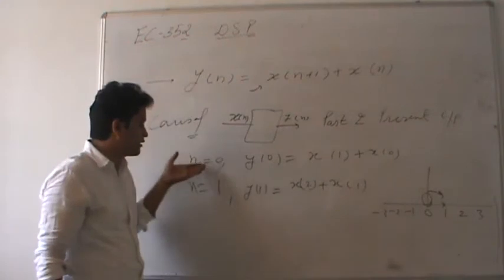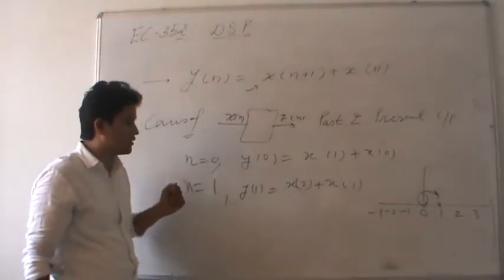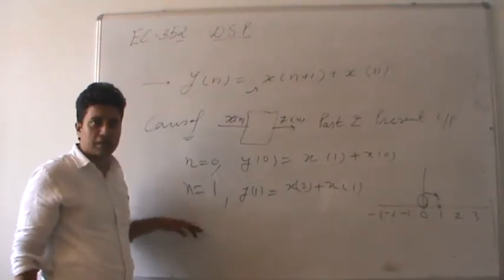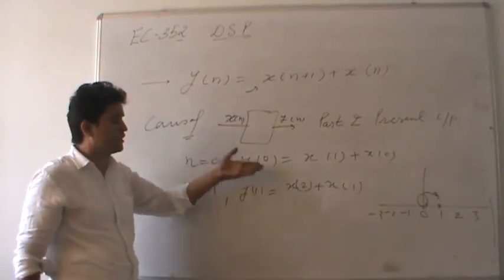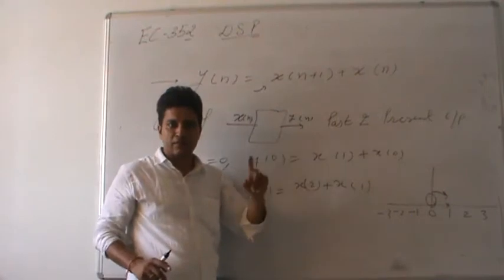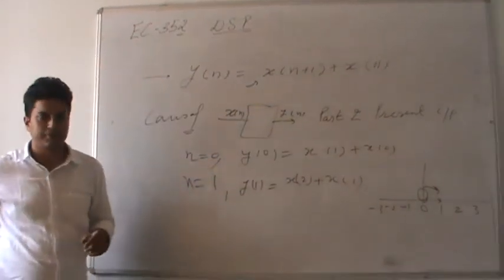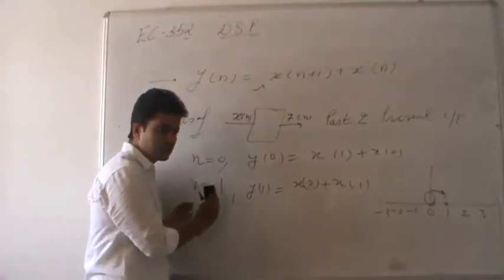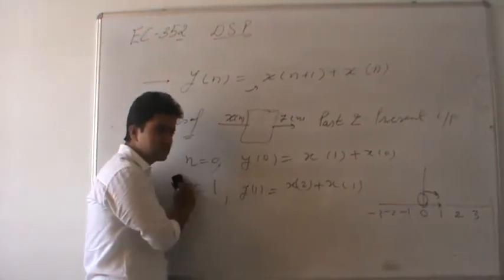So like I am checking for 0, I am checking for 1, I may check it for 2-3. But luckily in this case, at the first value itself, we are finding that it is non-causal. I will take another example where the case will be really different. So this system is a non-causal system because it is depending on future values.